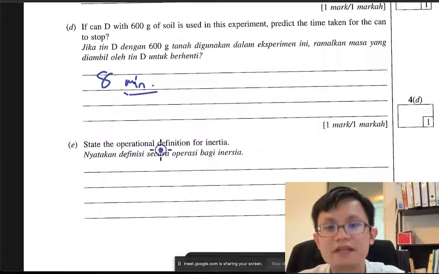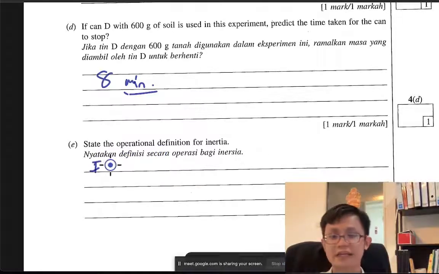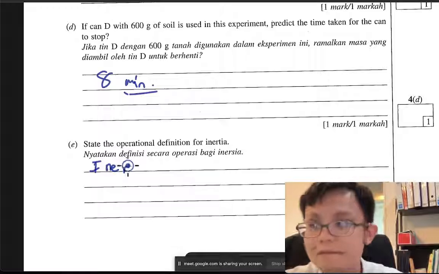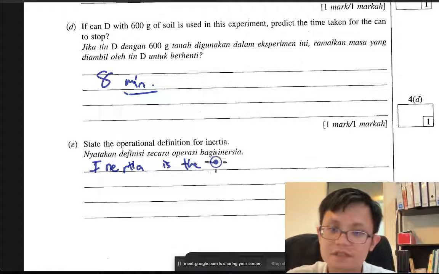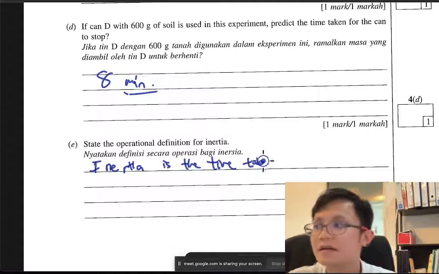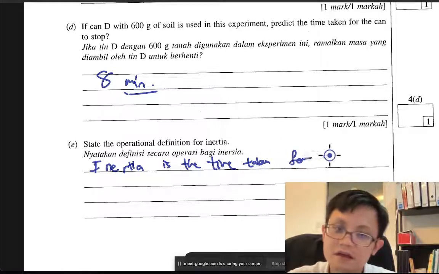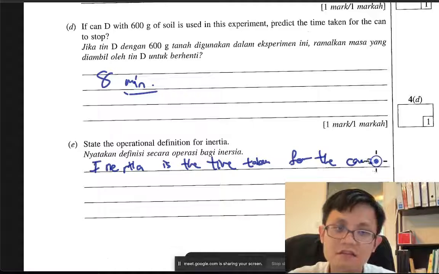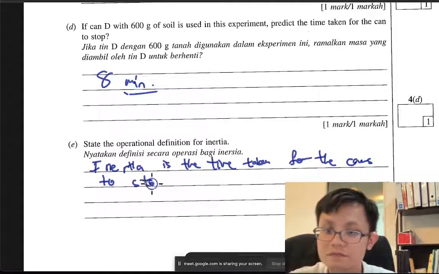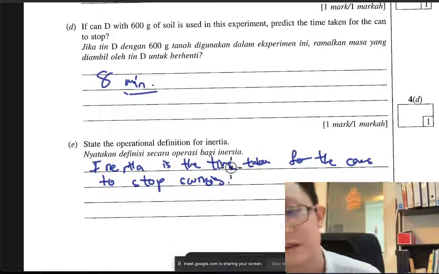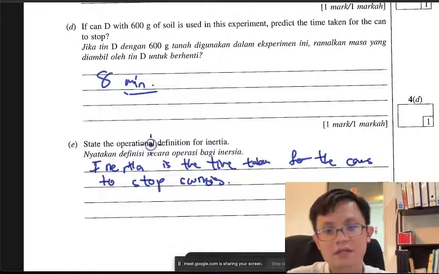State the operational definition of inertia. So we can say that inertia is the time taken for the cans to stop swinging. Okay, so this will be the operational definition.